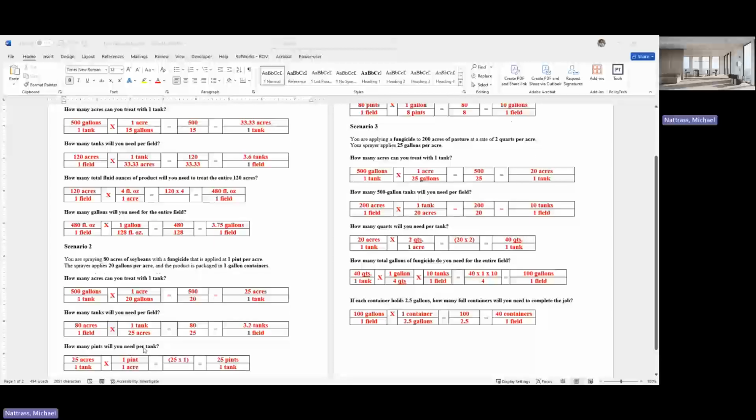Next, how many pints do we need per tank? We know that if we can get 25 acres in one tank and 1 pint per acre, then the math is pretty simple. 25 acres times 1 pint per acre gives us 25 pints per tank. How many pints do we need total for this application?